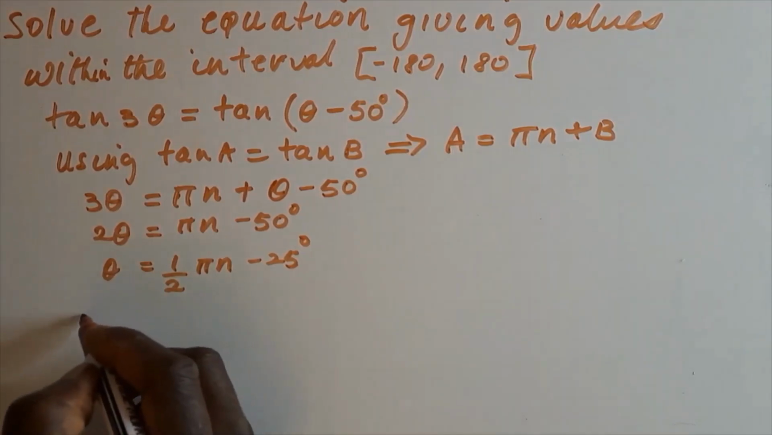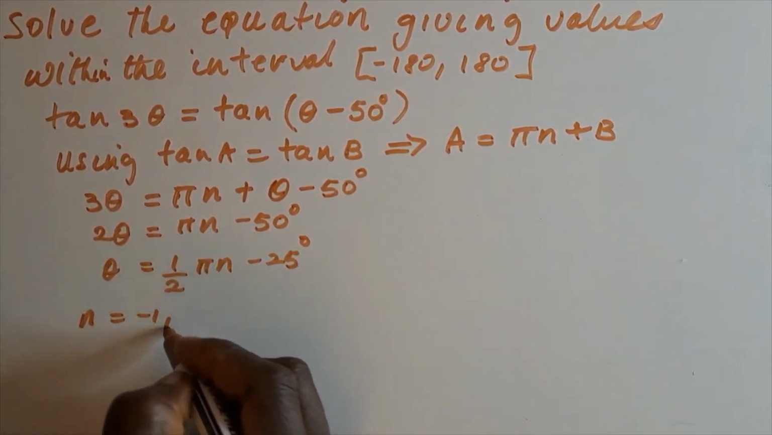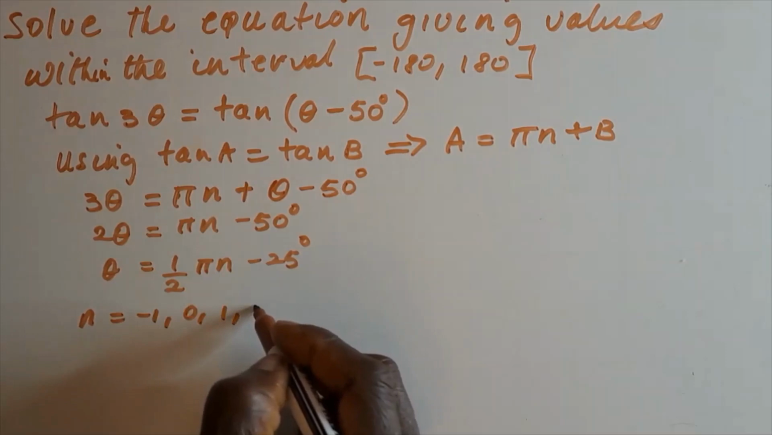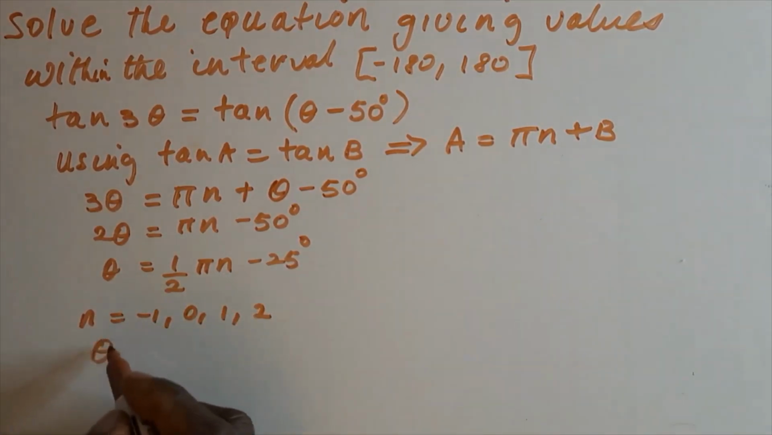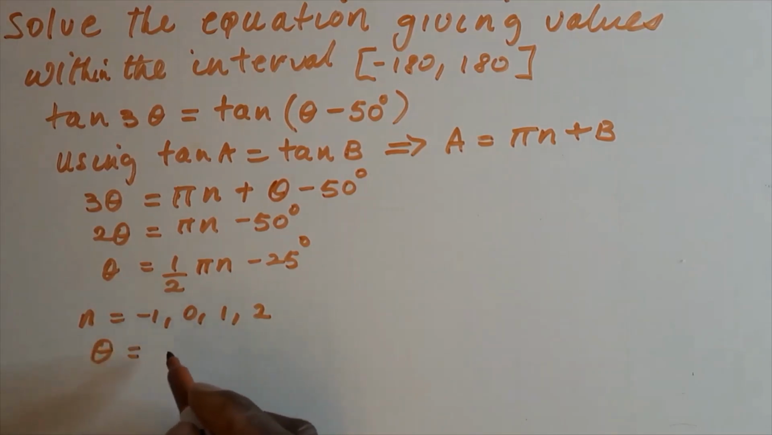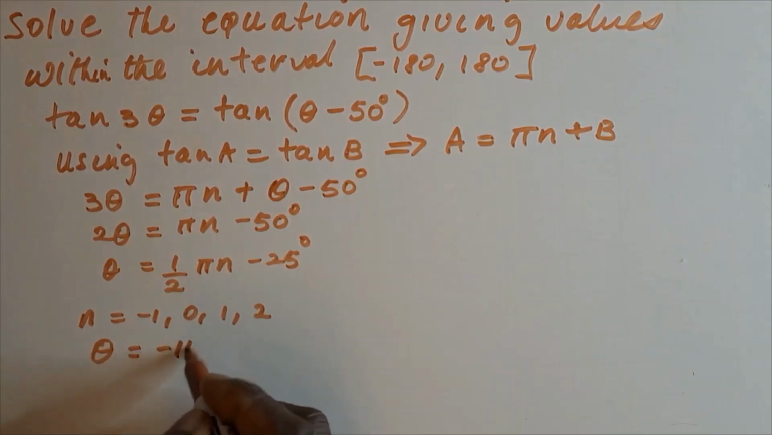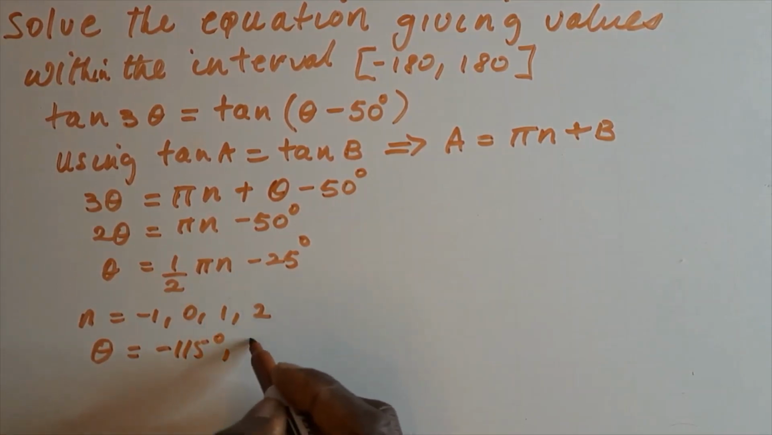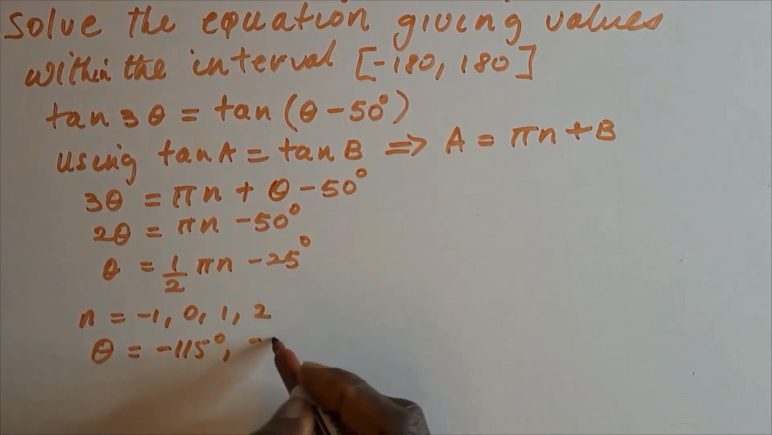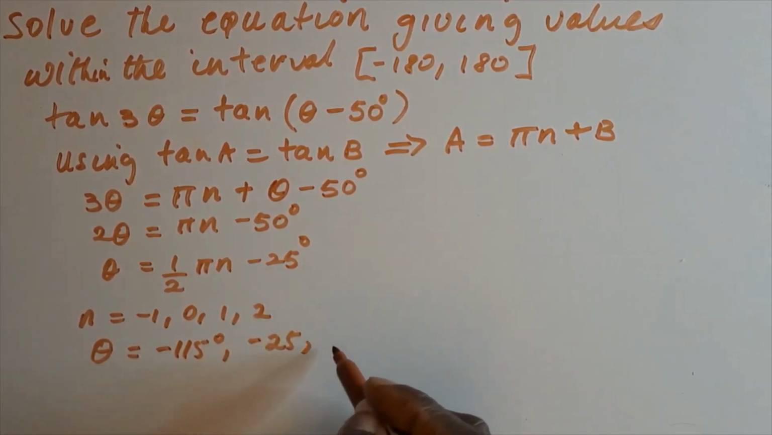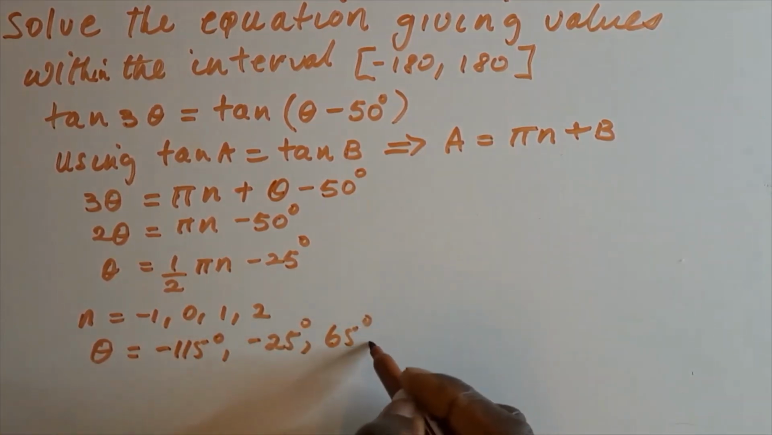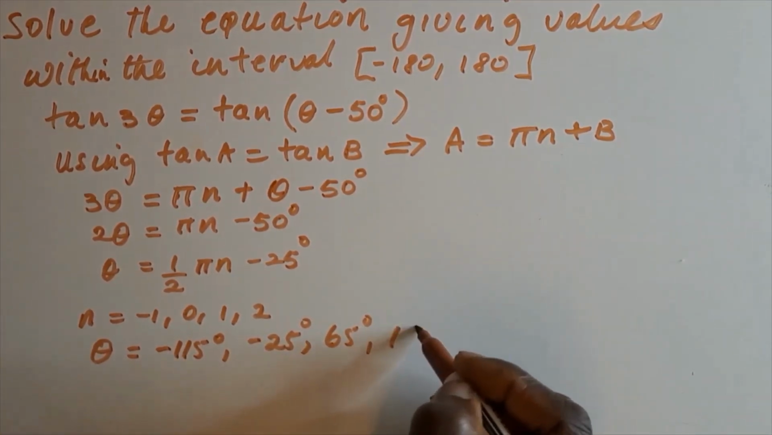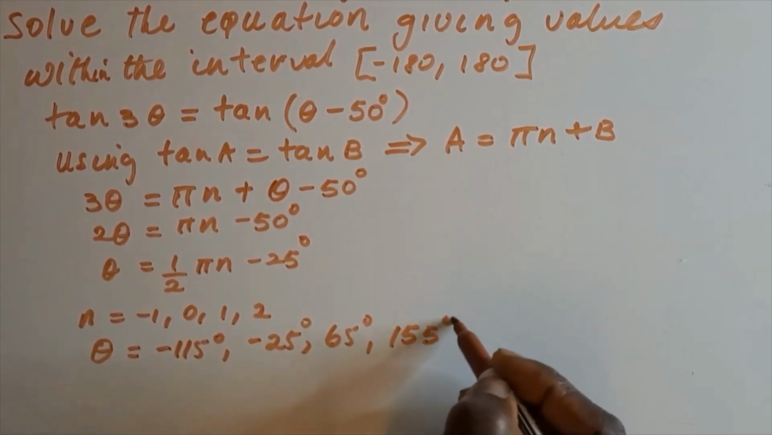Now for values of n equal to negative 1, 0, 1 and 2, we have that theta is equal to minus 115, minus 25, 65 and 155 degrees.